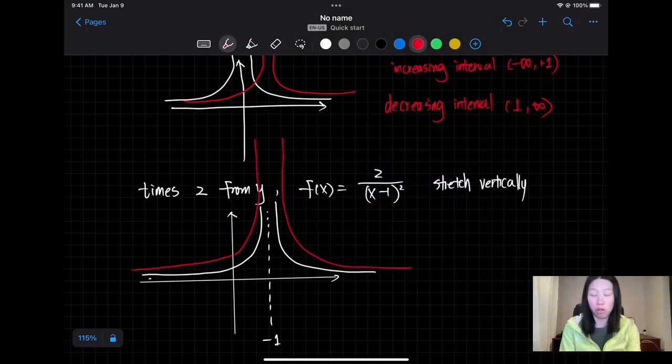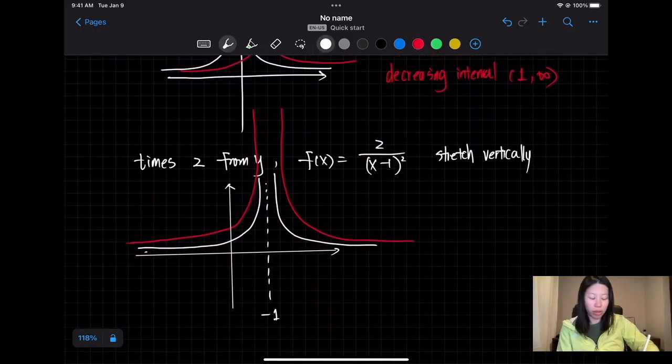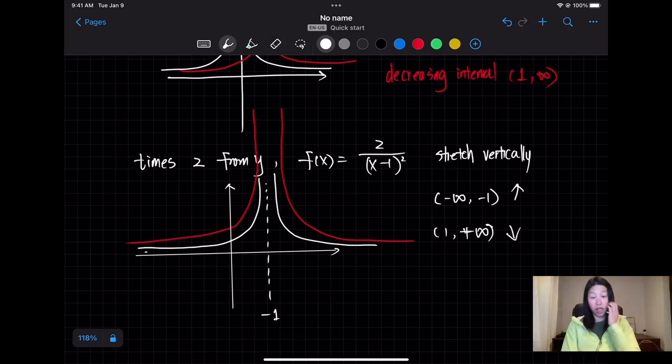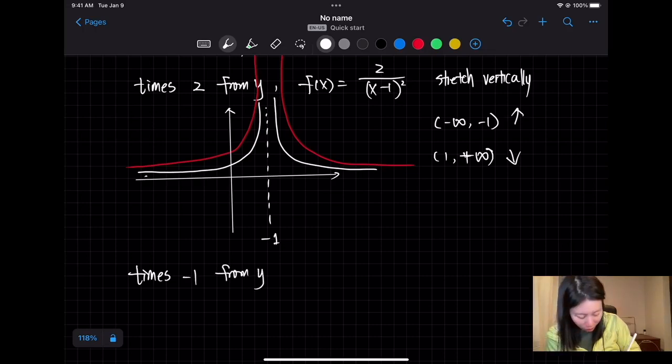All right, you can also check it with decimals. And then after you times 2, the next step is, okay, let's continue. Where is the increasing interval? Increasing interval should remain the same, from negative infinity to negative 1. That's the increasing interval. And then from 1 to positive infinity, this gives you a decreasing interval. Look at the red graph. That's our new graph. So now I times negative 1 from y.